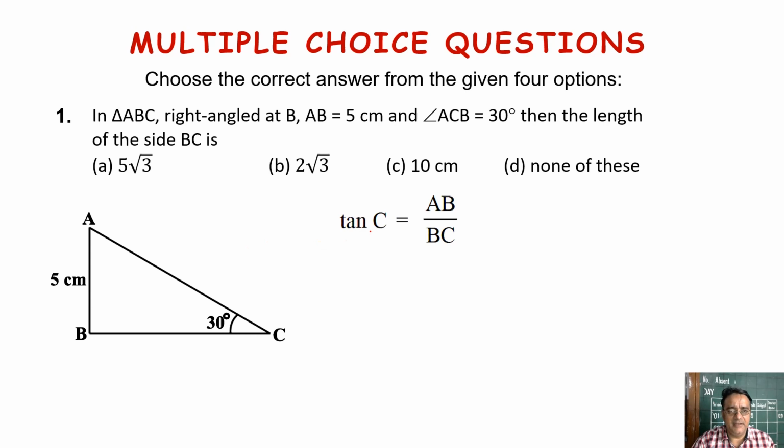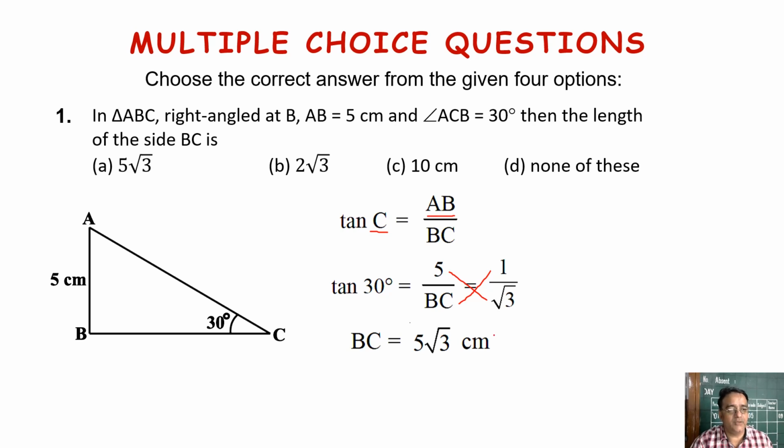Right? And the angle C is given 30 degree and AB is 5. What is tan 30 degree? 1 by root 3. So tan 30 degree is equal to 5 upon BC is equal to 1 upon root 3. Now if we do the cross multiplication, what will you get for BC? 5 root 3. So which option is the correct one? Option A. Right. So this is the first question.